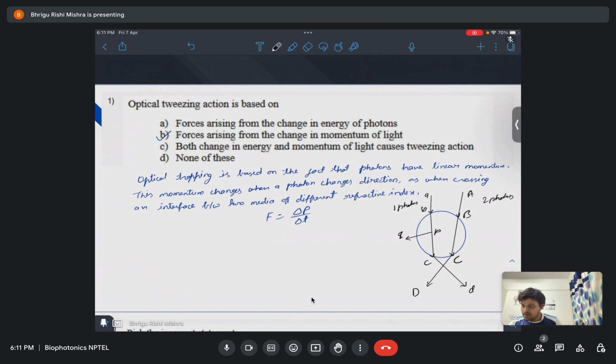This is small p, small q, and for this the resultant force is in this direction. This is capital P, capital Q.